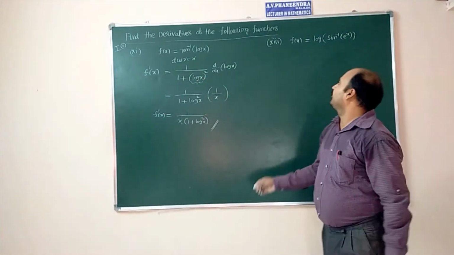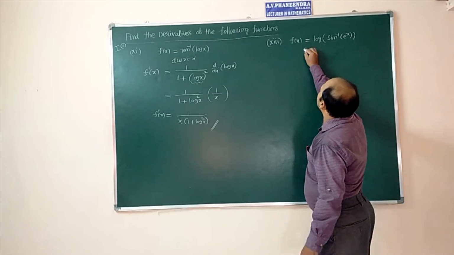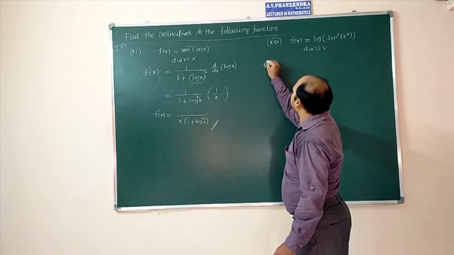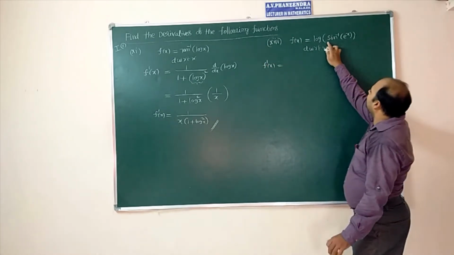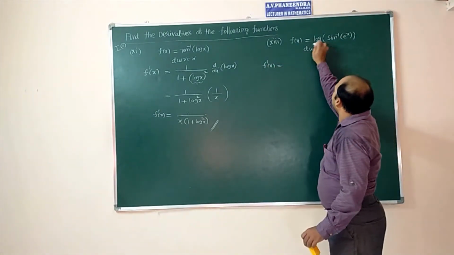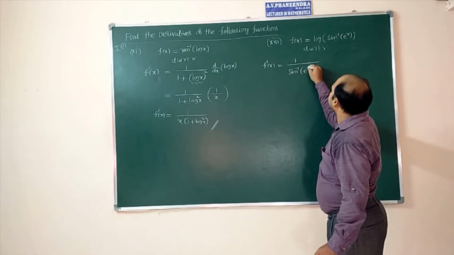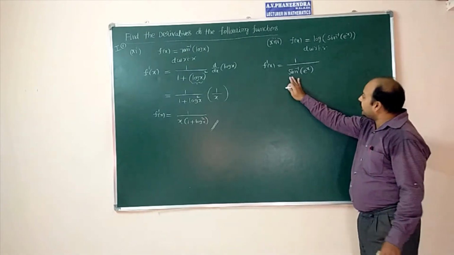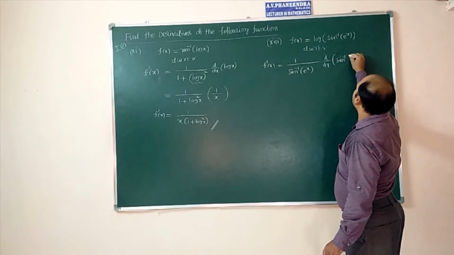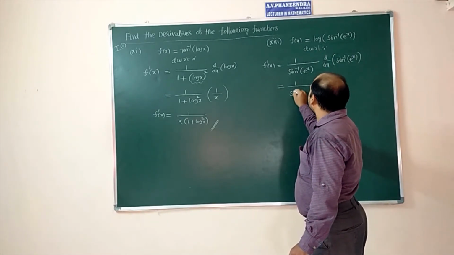Come to the next question. f of x equal to log of sine inverse of e power x. So differentiate with respect to x. f of x derivative is f dash of x. It is in the form of log f of x. d/dx of log f of x is 1 by f of x. So first d/dx of log of sine inverse means 1 by sine inverse of e power x. After that, sine inverse of e power x, we have to do d/dx of sine inverse of e power x, which is equal to 1 by sine inverse of e power x.